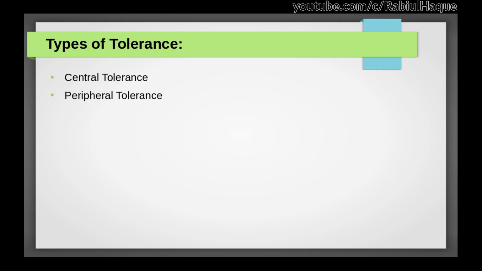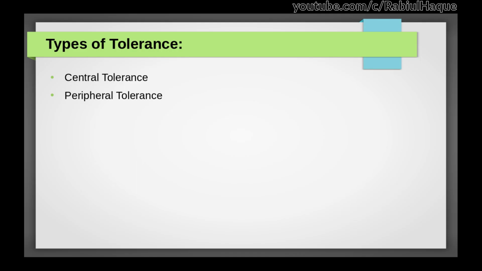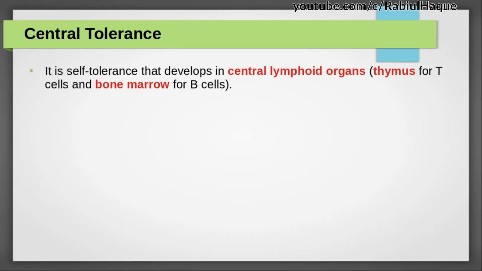So this slide is showing the types of tolerance. They are of two types, central and peripheral. First, let's talk about central tolerance. What do we mean by central tolerance? It is self-tolerance that develops in central lymphoid organs.